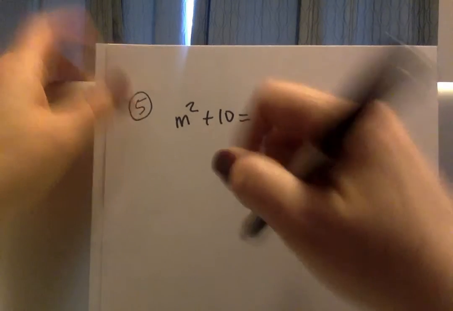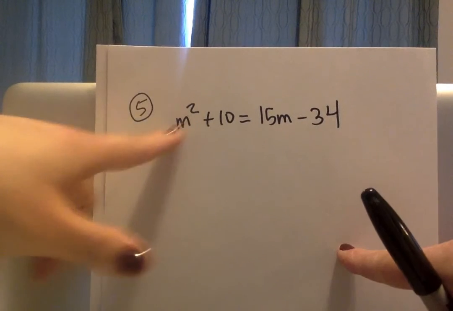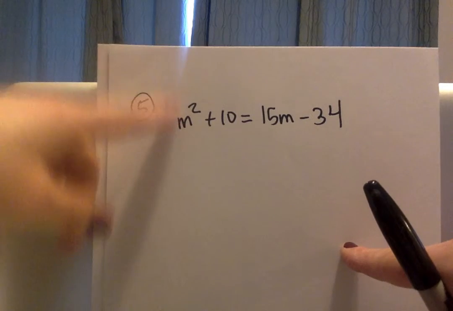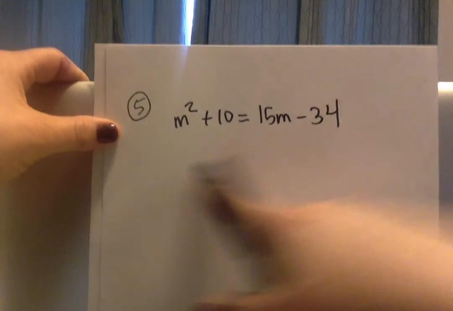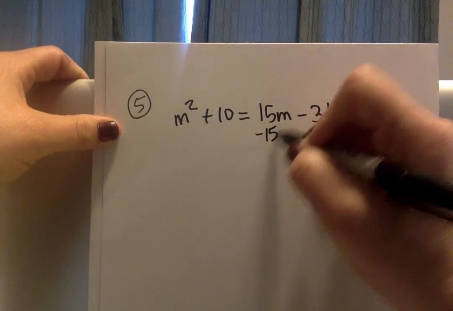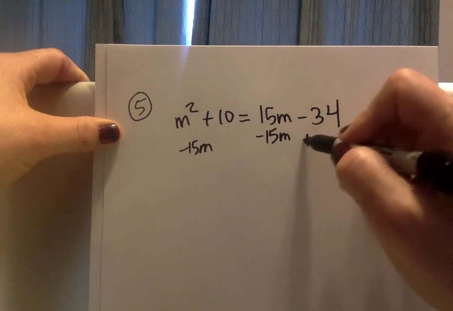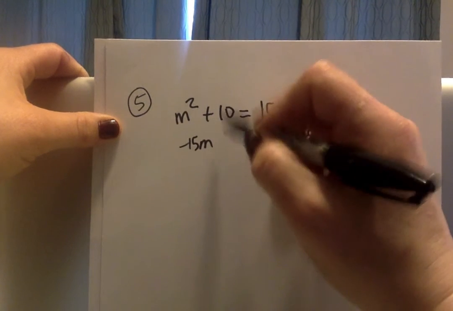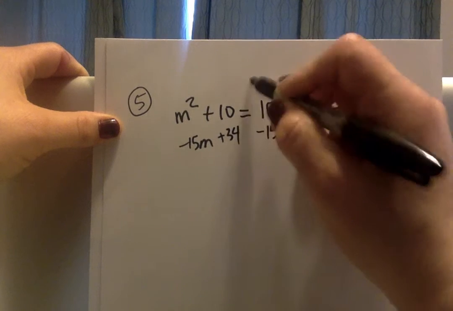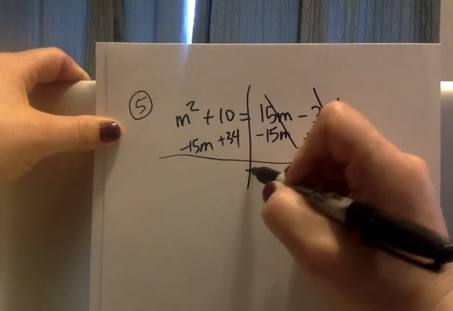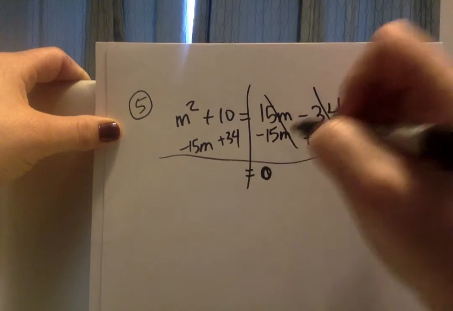So I'm going to subtract. I always keep the m squared or x squared, whatever the square term is, positive. So I'm going to move these over to that side. So I'm going to subtract 15m, and I'm going to add 34. And this is a like term, add 34. So they're gone on this side, we get 0. So 0 on the right side.